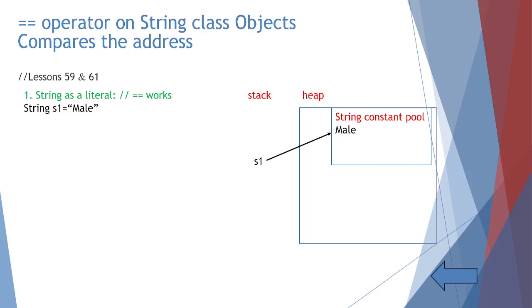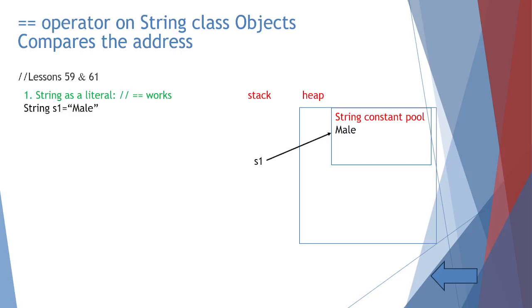In Lessons 59 and 61, I have discussed creating objects, different ways of creating string objects. Now, the first way is string as a literal. Double equals works with a literal. Why and how? Let's see.